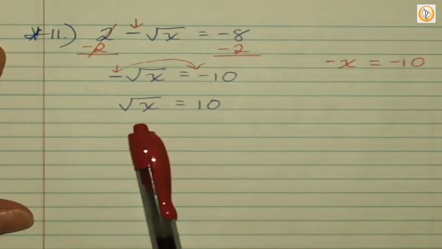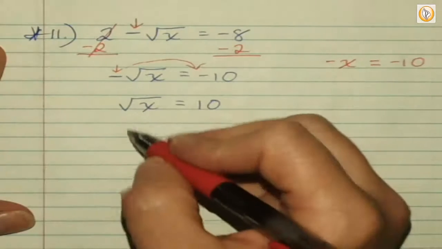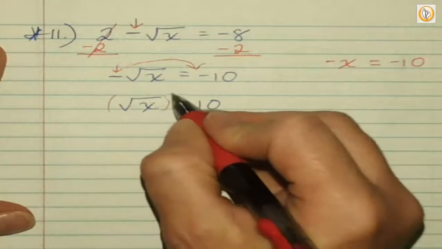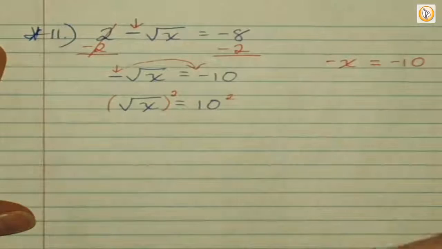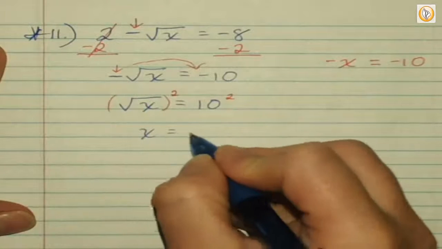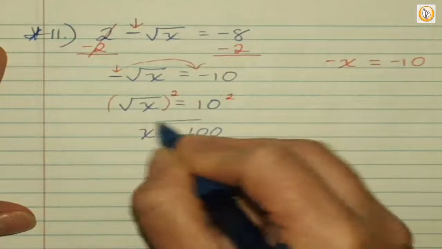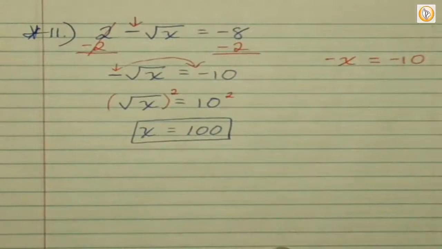Okay, so Franz, we're still not done yet. So what do I do here? You have to square it. Square both sides. And then it'll be x equals 100. You are correct. Any questions?